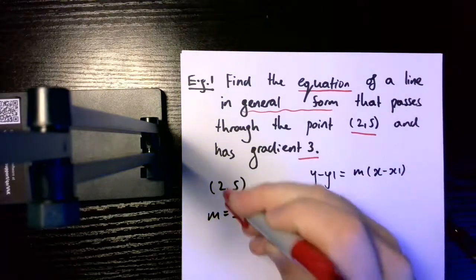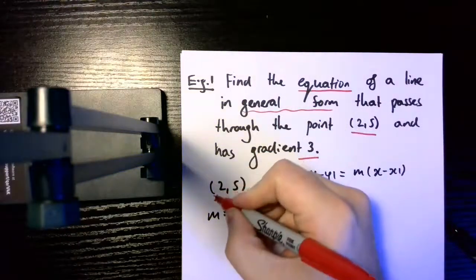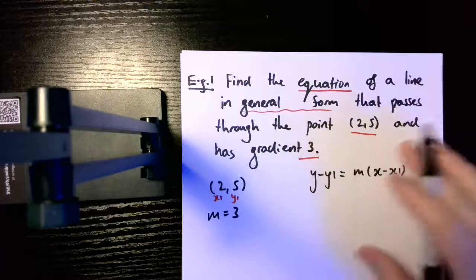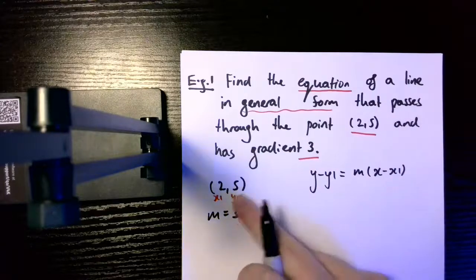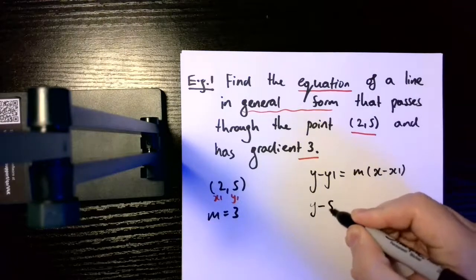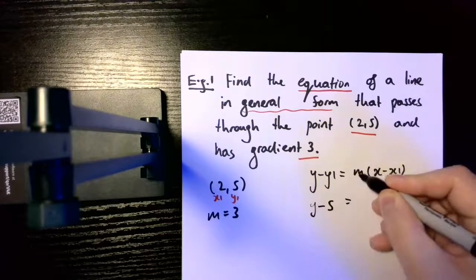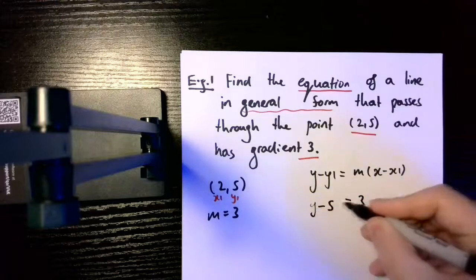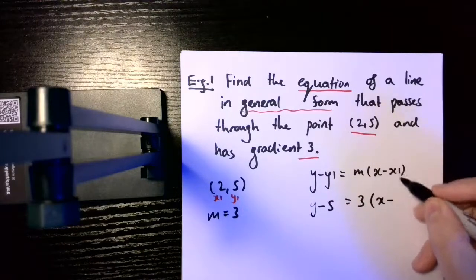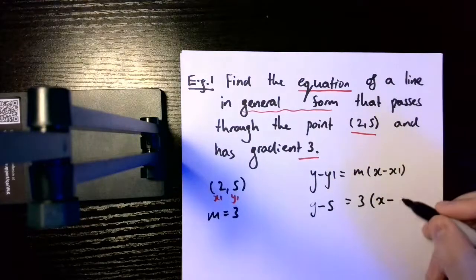I'm given the gradient, I'm given the point, so x1 and y1. I always label it just to make sure that I'm being consistent and I don't make any silly errors when I substitute in. My y1 is the 5, because that's my y coordinate. So y minus 5, just substituting in now, equals m, my gradient, 3, outside of x minus, and instead of the x1 I replace it with a 2.